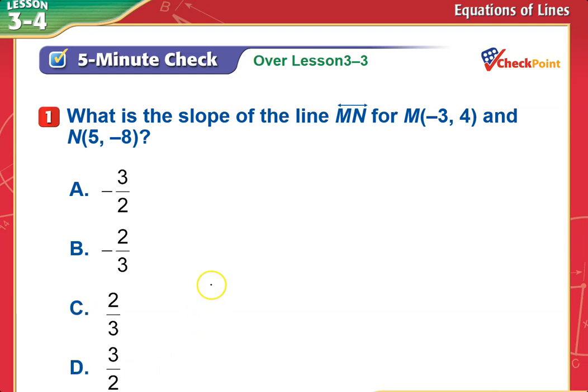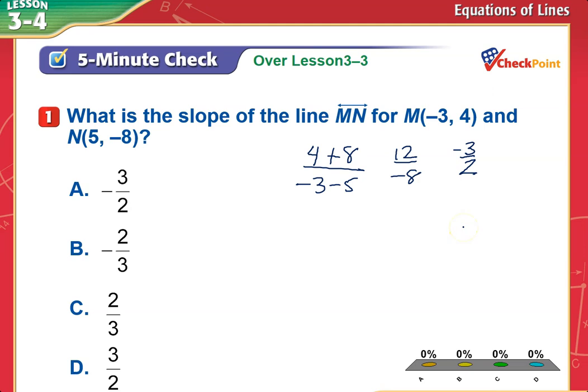All right. So we're looking for the slope of the line containing the points (-3, 4) and (5, -8). So we're going to take 4 minus -8, or 4 plus 8, and divide that by -3 minus 5. So I get 12 on top and -8 on the bottom. Divide top and bottom by 4, and I get -3/2. So we have an answer of -3/2.